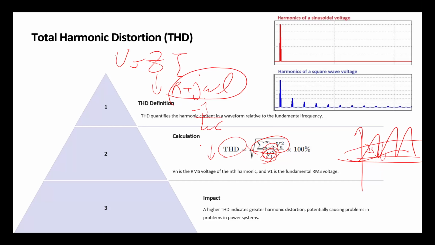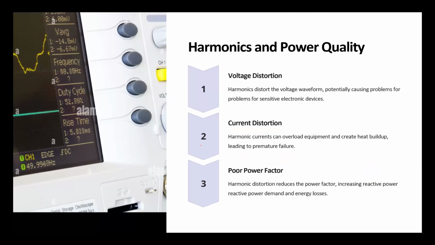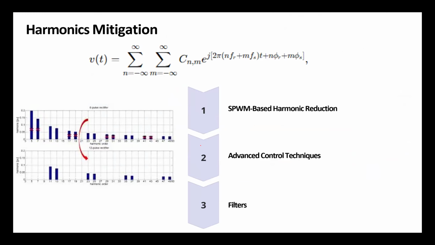Make sense? Are we good? Now, how could we mitigate the harmonics? One thing to tell you first is that we are not going to be able to eliminate all the harmonics. So reaching a THD equal to zero is impossible.